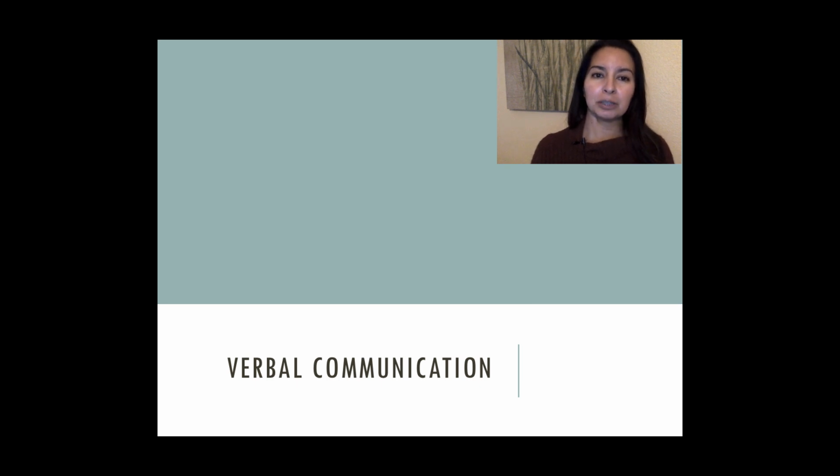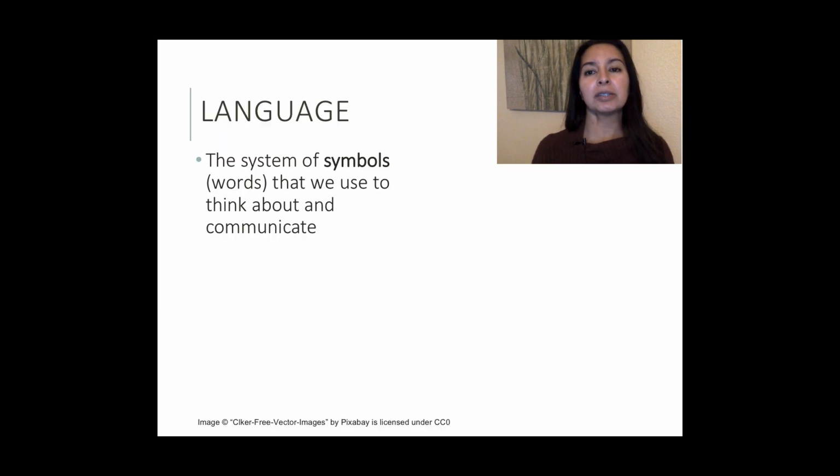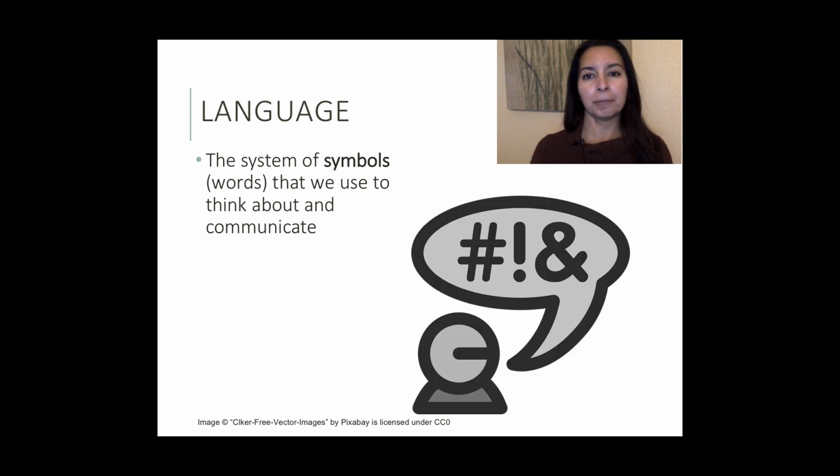But first, let's begin with some basics. Language is the system of symbols or words with grammatical rules we use to communicate and think. So, language is symbolic in that words are symbols that represent people, ideas, or things, and these are agreed upon by a language using community.